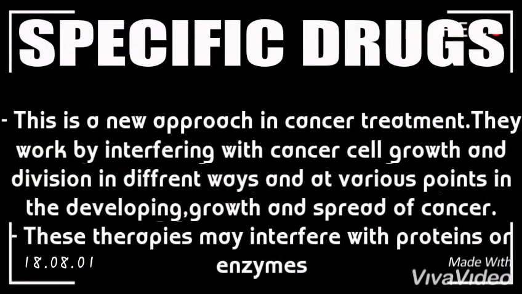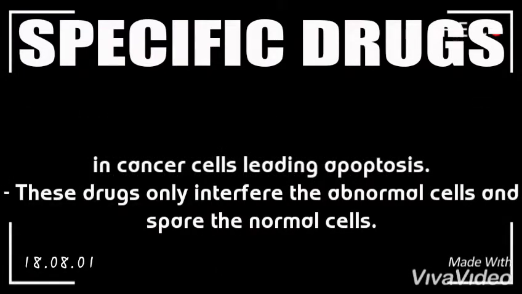Let's move now to cell cycle specific drugs. We are done with cell cycle non-specific drugs. So the cell cycle specific drugs, also known as targeted therapies. This is a new approach in cancer treatment. They work by interfering with cancer cell growth and division in different ways and at various points in the developing, growth, and spread of cancer. These therapies may interfere with proteins or enzymes in cancer cells, leading to apoptosis. This type of treatment only affects tumor cells and spares normal cells, hence decreasing the associated toxicity.